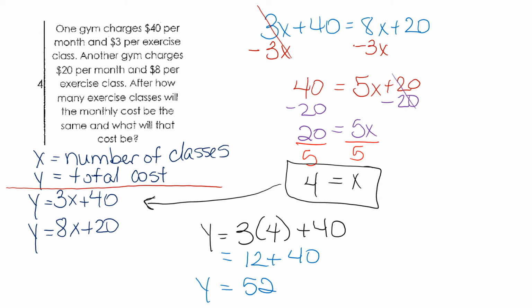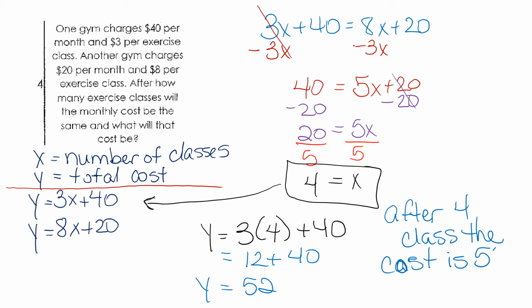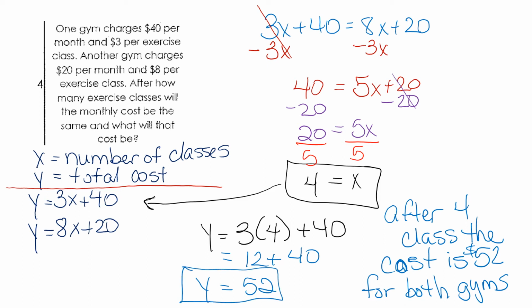So the question was, after how many classes will the monthly cost be the same, and what will that cost be? So after 4 classes, the cost is 52 for both programs, or both gyms. If we were giving this as an ordered pair, if that's what you were asked to do, your ordered pair would be 4 and 52. Just depends on what your question is asking.